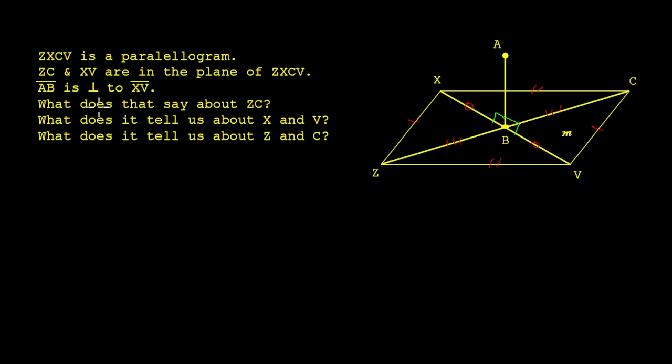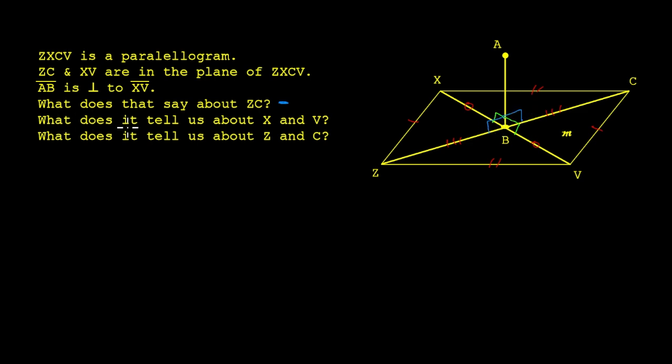So now for the first question, what does that say about ZC? We'll mark this in blue. Remember that XV is perpendicular to AB and XV is in plane M. So if a line AB is perpendicular to a plane M, then it is perpendicular to any line in that plane that goes through its foot. So ZC goes through the foot of AB, so then ZC is also perpendicular to AB.